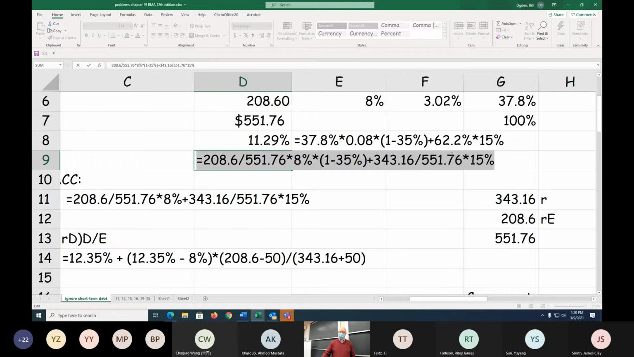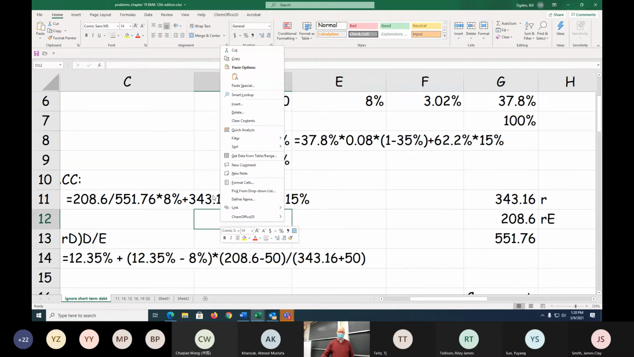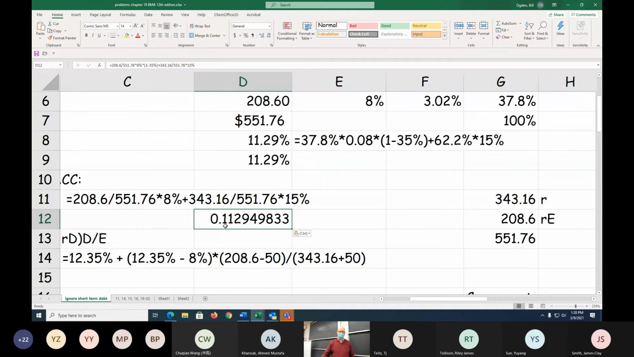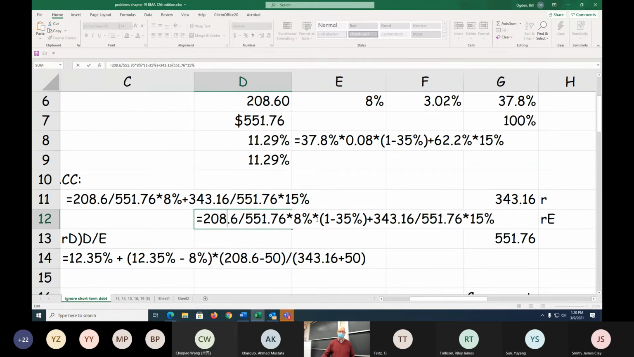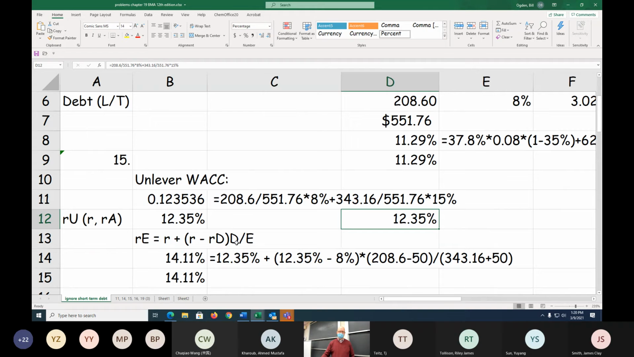I'll take my WACC calculation, I'll copy it. And if I want to do this all over again, what would I do? I'll paste it, I'll edit it, and I'll take out the 1 minus t, right? Just trying to give you a memory device. It's the same as the WACC without 1 minus t. And we get 12.35%. And that's what I got here.